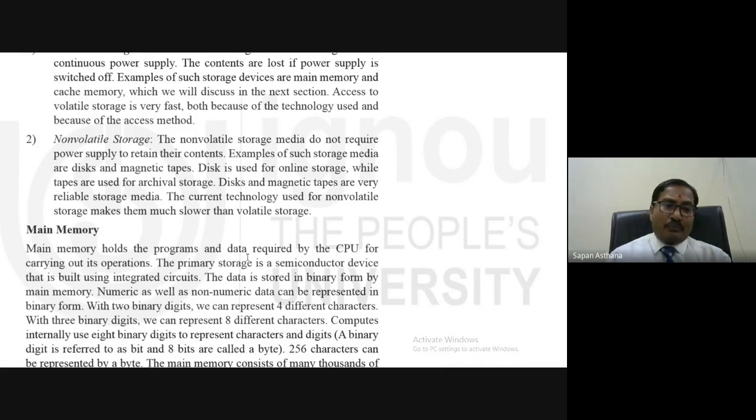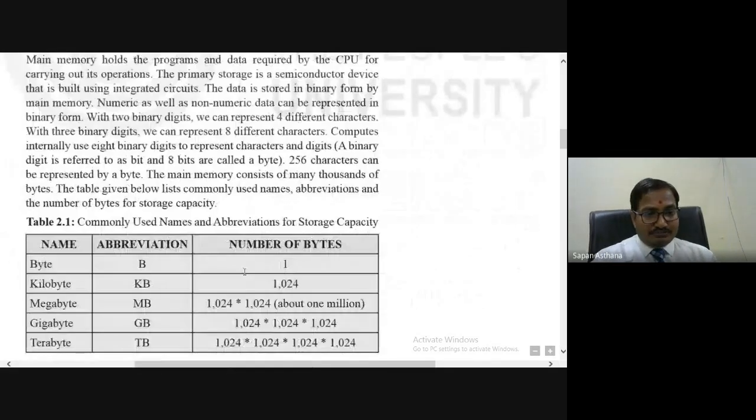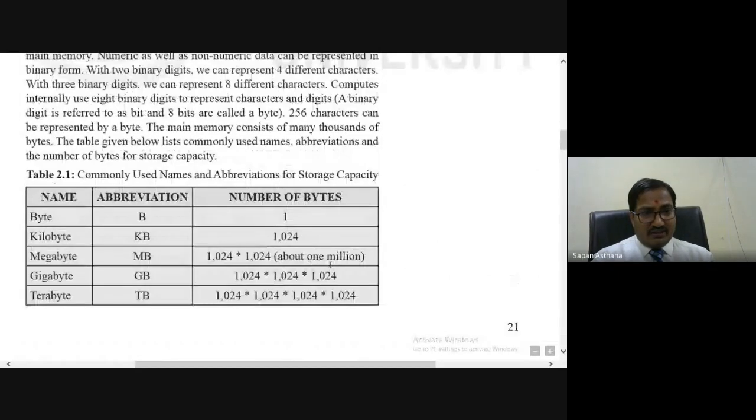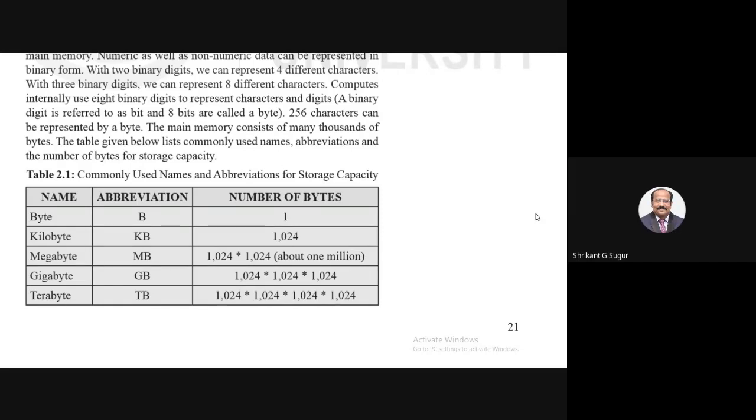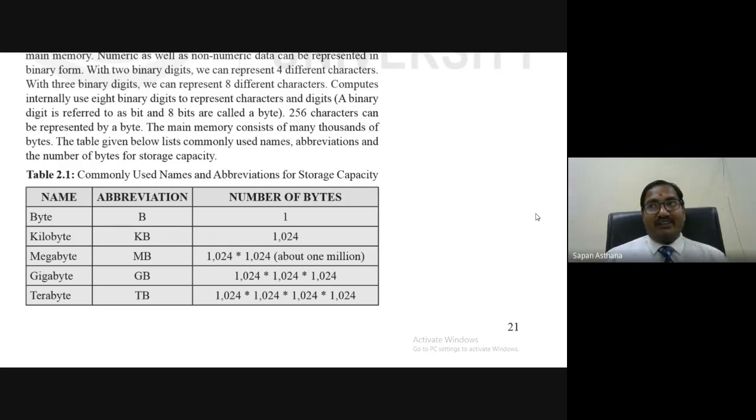When we talk about the main memory, that is very important. All of you generally hear these words: byte, kilobyte, megabyte, gigabyte, and terabyte. If I ask you which has the largest storage capacity, who will reply? Sir, terabyte. Thank you. Terabyte is the maximum capacity memory.